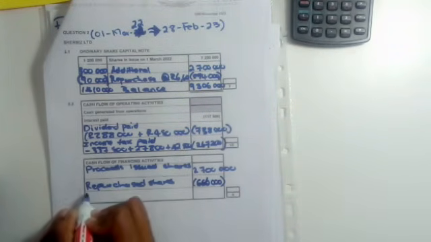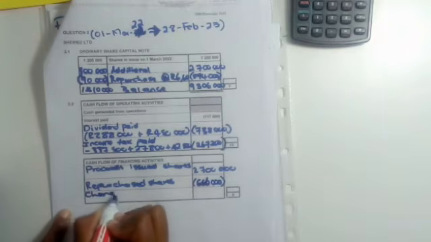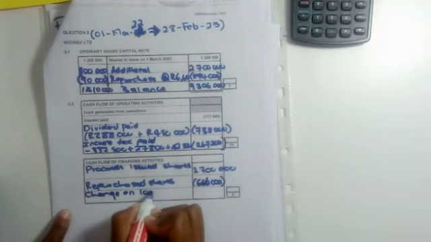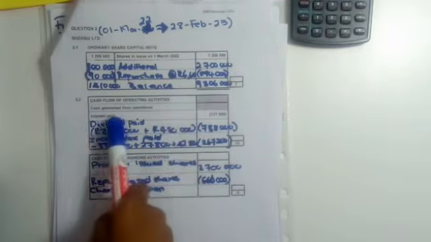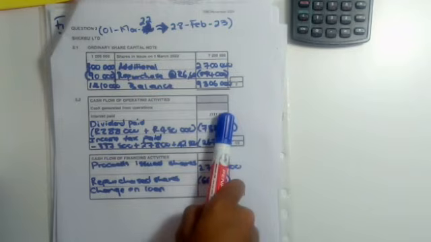Then the last line item would be our change on loan. Change on loan, we have information C that says loan statement from Mega Bank, and it says the annual loan statement for 2023 reflects the following. Bullet point number 1 is the balance on 28 February 2023, and that's 1,678,600. We have interest capitalized for the financial year, which is 117,600. If you remember well, in our operating activities, they had already entered this amount for us.